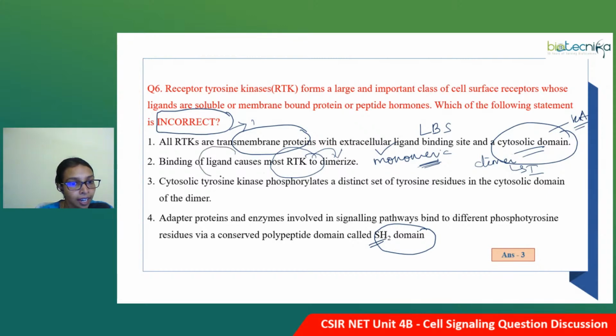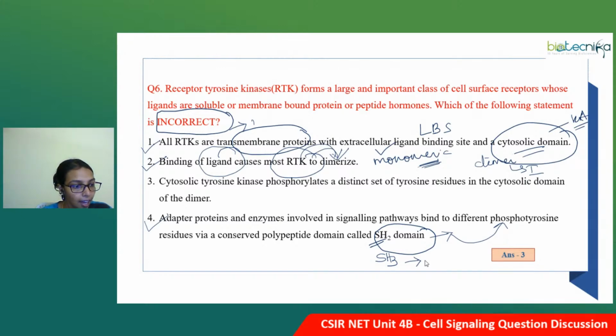So when your ligand goes and binds to the receptor, then only the receptor will undergo dimerization. That's the reason statement 2 is also correct. And statement 4 is correct only because SH2 domain has affinity towards what? Phosphotyrosine residue. And SH3 domain, some of you have told me, it has affinity to what?